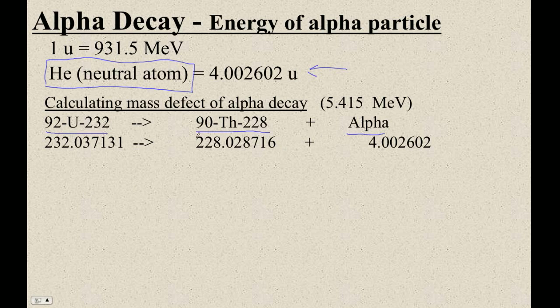Then what we do is we just look at this. This side here, this combined mass, is going to be less than that mass. And the reason is that energy is given off, and energy has mass. And so if we give off energy, we give off mass, and therefore the right side has less mass. So what we're going to do is subtract the right side from the left side, just like this.